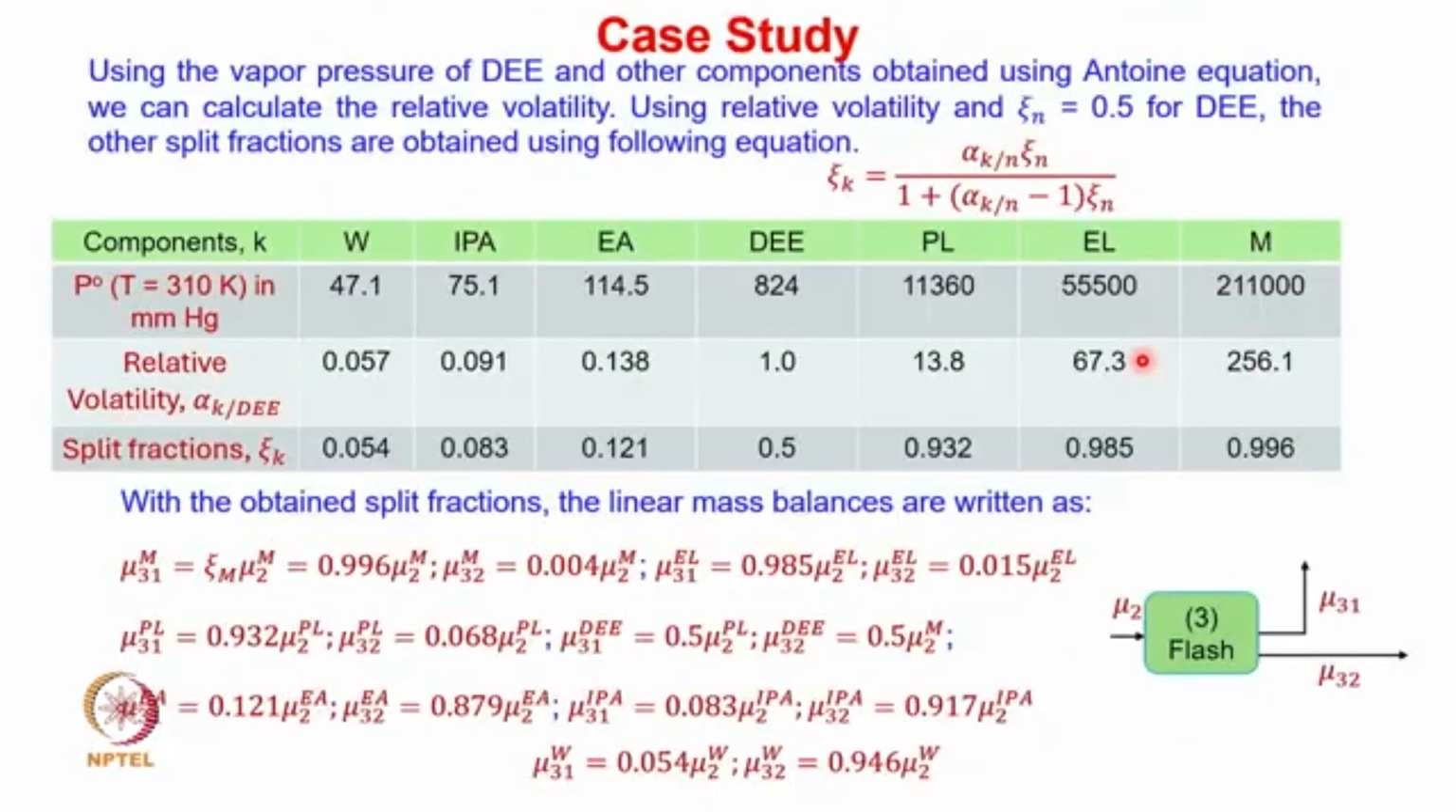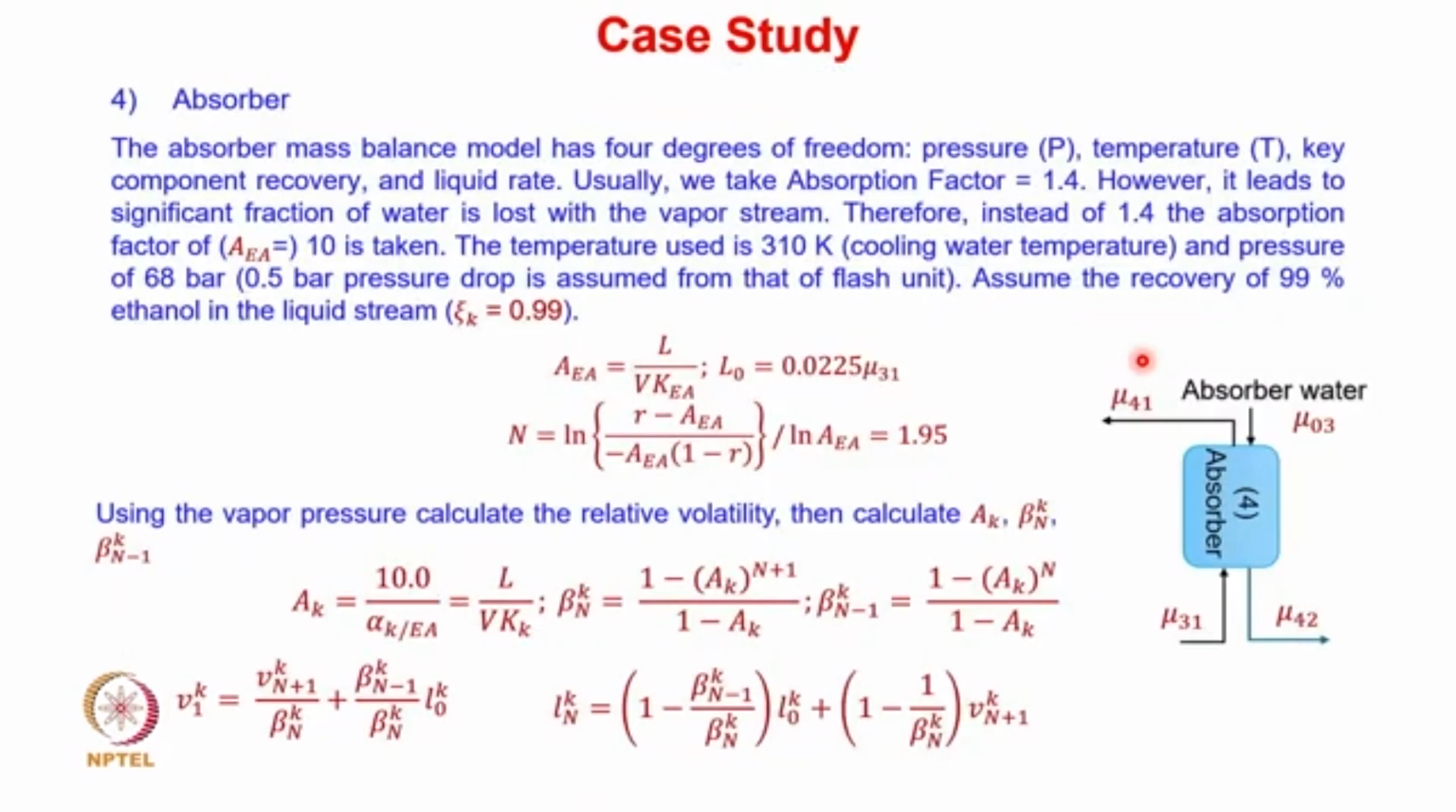So in this case you can see that for the absorption calculation we can calculate the number of stages required, which comes out to be 1.95, and once we have obtained the n, then we can calculate the absorption factor for all other components. So absorption factor for all other components we can obtain by using this equation. AK is nothing but the absorption factor for the kth component. Since in this case we are using the absorption factor of the key component as 10, instead of 1.4, it is 10 now, 10 divided by alpha KEA.